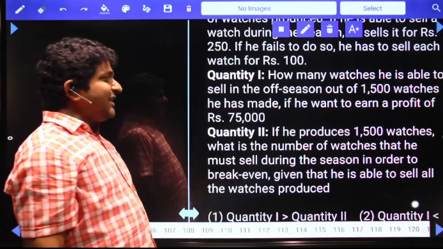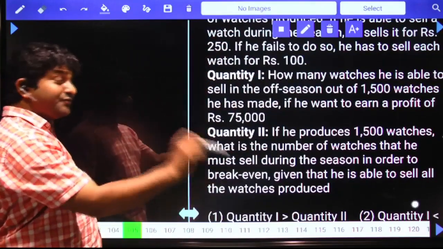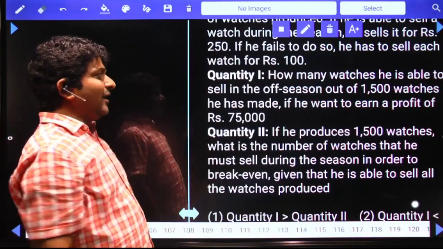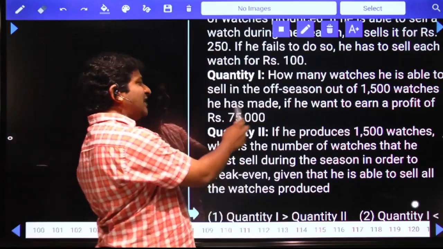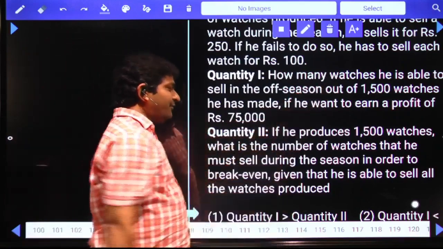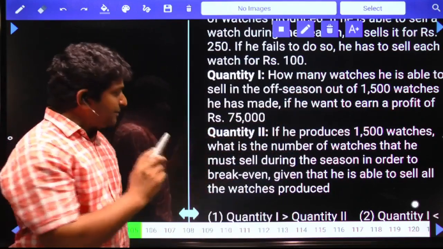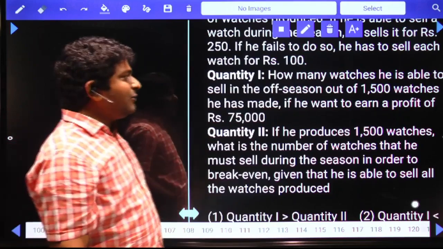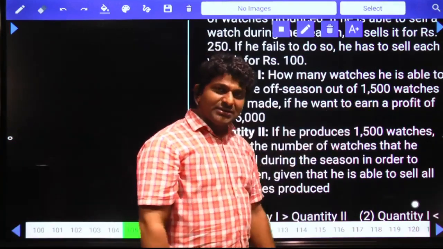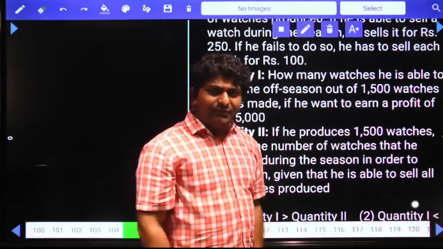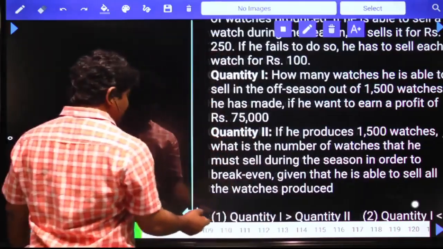How many watches he is able to sell in the off season out of 1500 watches he has made. If we want to earn a profit of 75,000, he is expecting a profit of 75,000. First of all, he needs to prepare 1500 watches.